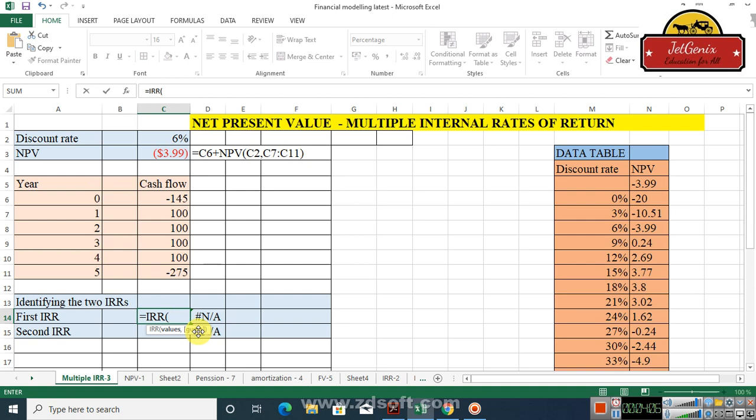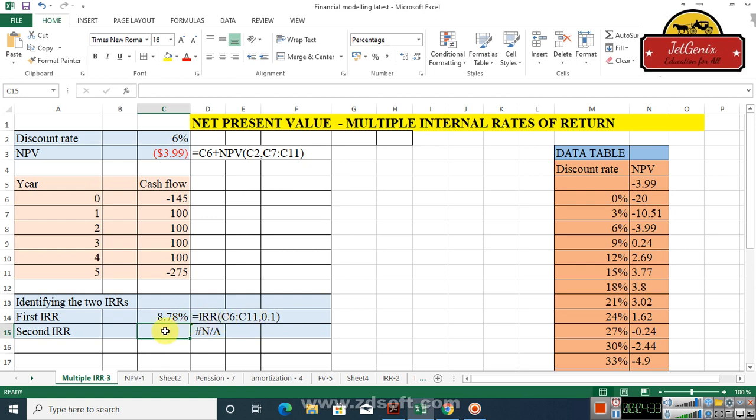So be careful while typing the guess value. I am going to select all the values now, comma, and after the comma 0.1. Now I have to close the parenthesis and press enter. You see, I have calculated the lower IRR or the first IRR of this cash flow stream, and this is the formula, you can see it.